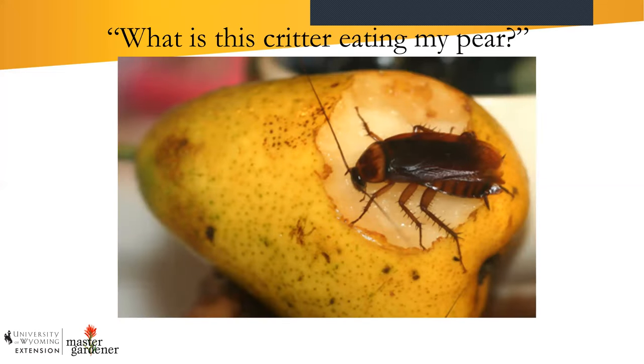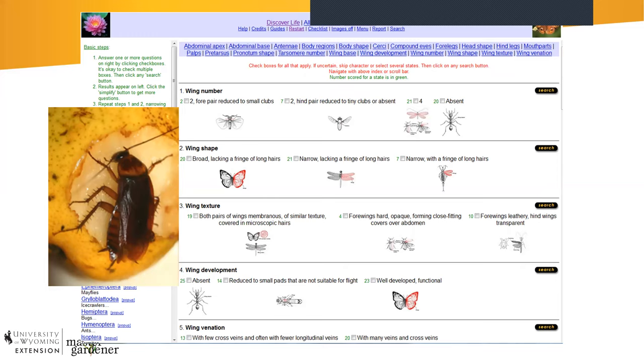So in this case, somebody sent me a picture and says, what is this thing eating my pear? So we'll run it through the key and see what order it belongs to. Now, we can see here that it does have wings. And if we look really closely, we can see four wings because they overlap each other, and you can see just the ends here. So that's different from the two pair, or having the hind pair reduced to tiny clubs, or absent in totality. So we would choose four because we can see four.